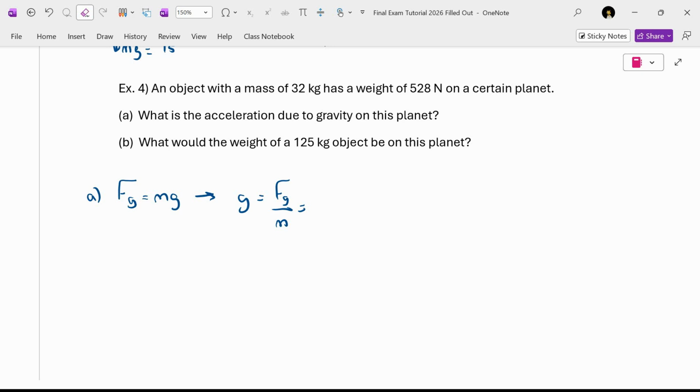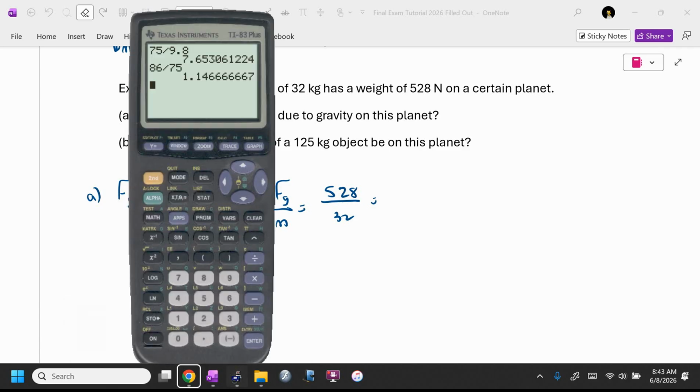So this is a mystery planet. It says the weight is 528 newtons. It says the mass is 32. Let's find out what the acceleration due to gravity is on this mystery planet. I get 16.5, probably a bigger planet than Earth.